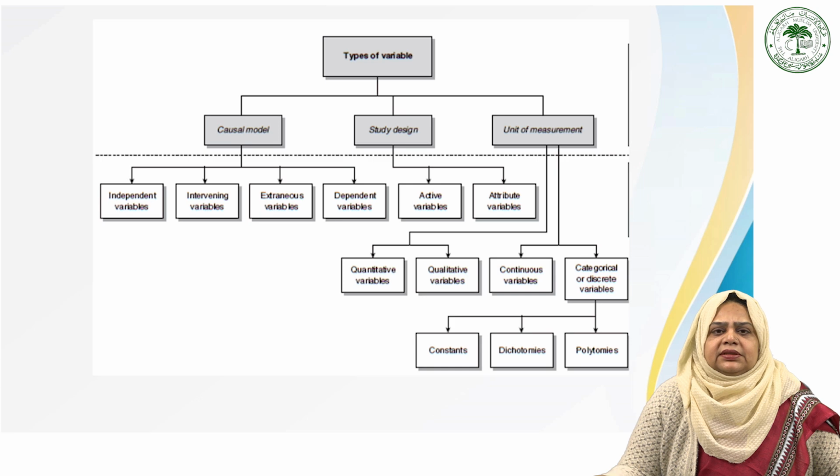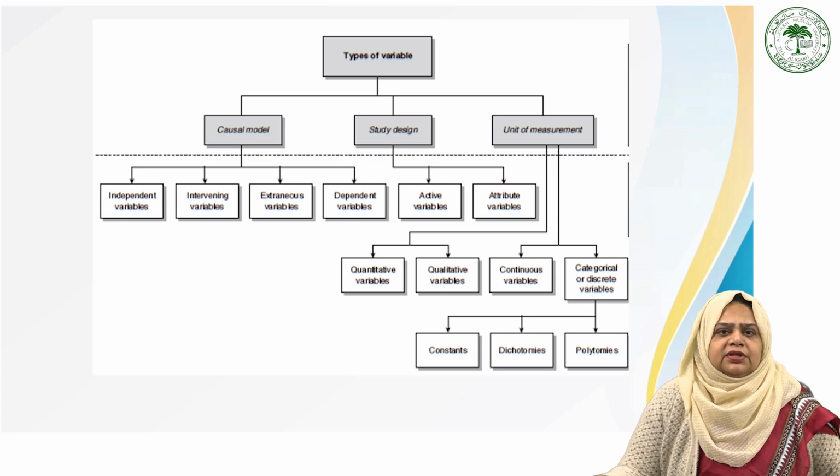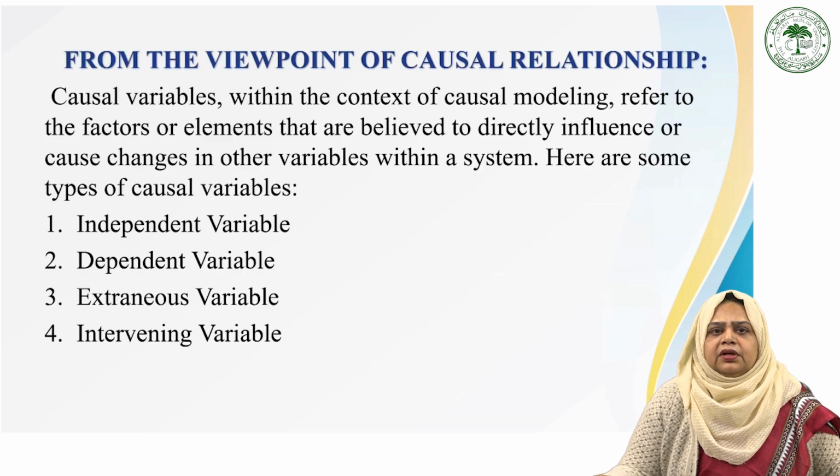Now we will discuss types of variables, and this figure shows different categories of variables from various viewpoints. As you can see, there are three viewpoints: from the viewpoint of the causal relationship, study design, and unit of measurement, and there are different categories on the basis of these viewpoints. From the viewpoint of causal relationship, we will discuss that there are four categories of variables, that is, independent variable, dependent variable, extraneous variable, and intervening variable.